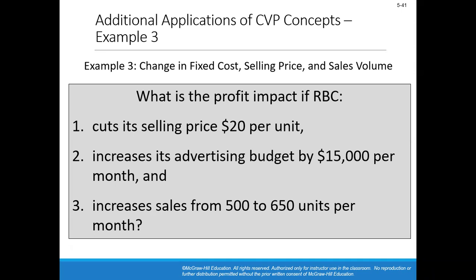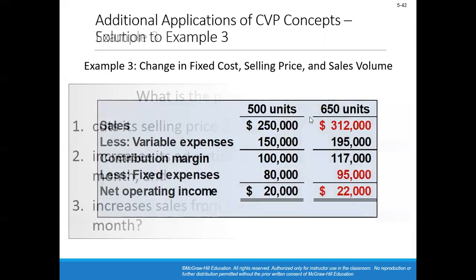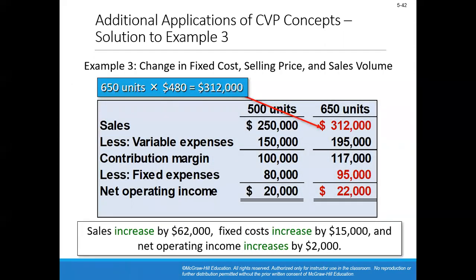Okay, let's think of the new case. What is the profit impact if the RBC cuts its selling price by $20 per unit, increases its advertising budget by 15,000 per month, and increases sales from 500 to 650 units per month? We see that so many things have been changing here, and we need to think of this together. Okay, first of all, what can we do?